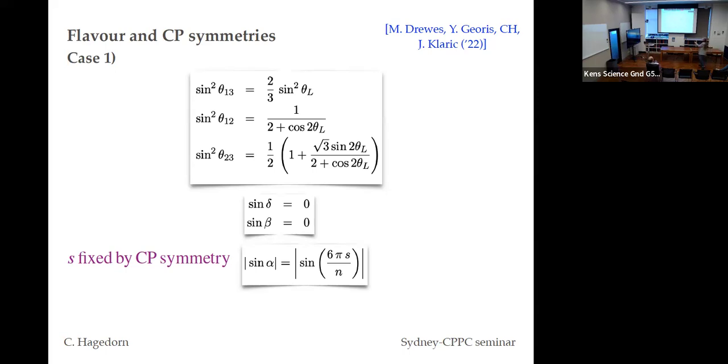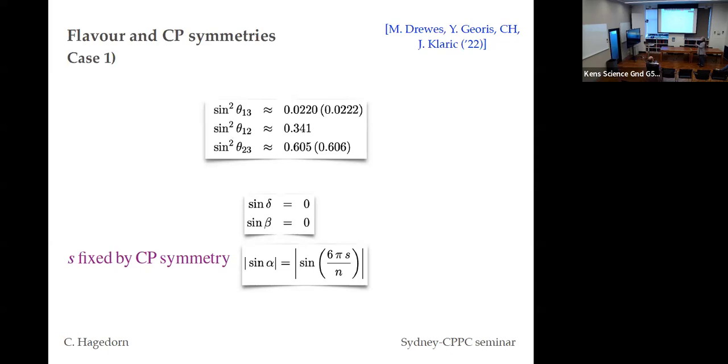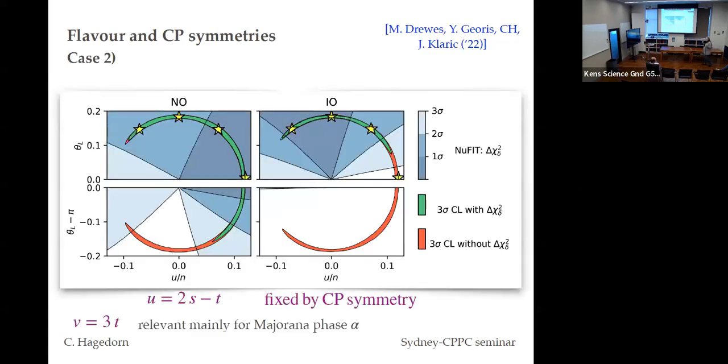Now you ask: is there any chance that this is in agreement at 3 sigma level with what, for example, NuFit tells me? Yes, it is. This is the minimum of your one-dimensional fit, where this theta is 0.18 or something. Okay. If you find that boring, you can do something which is a little less boring.